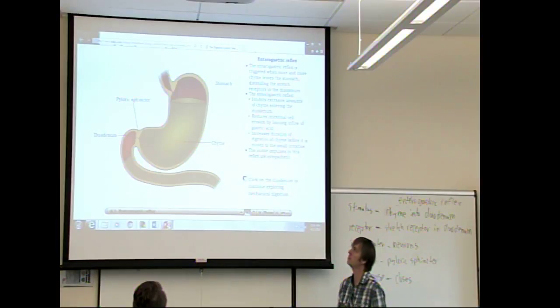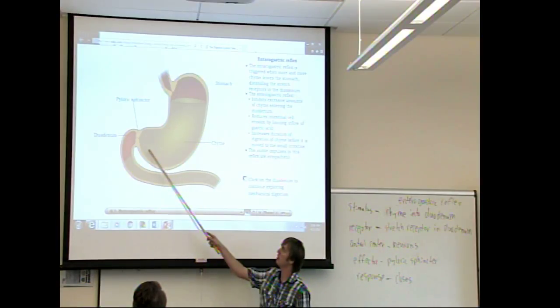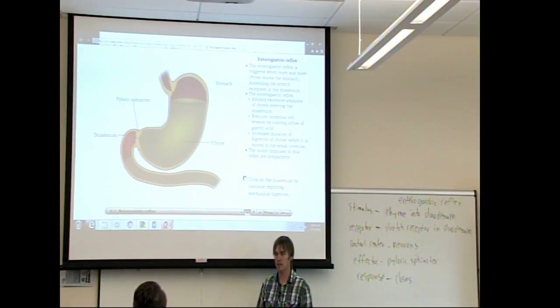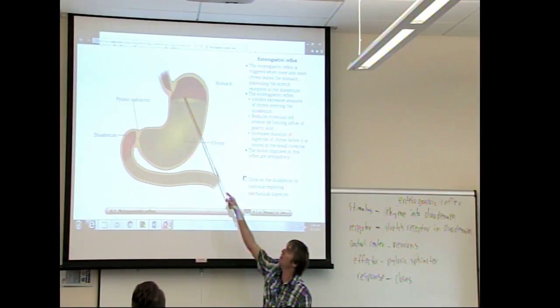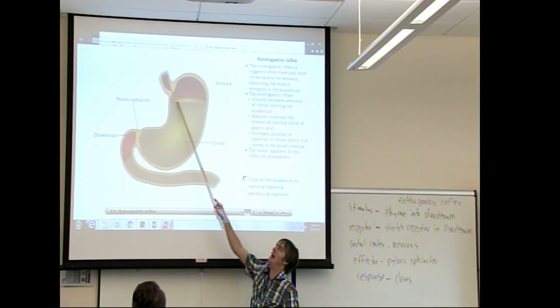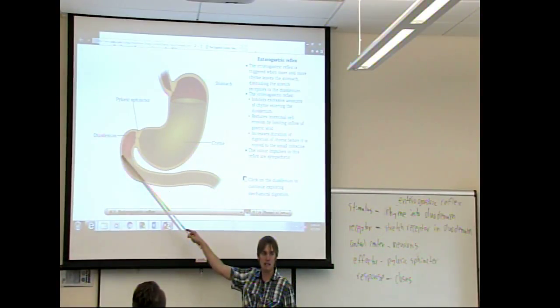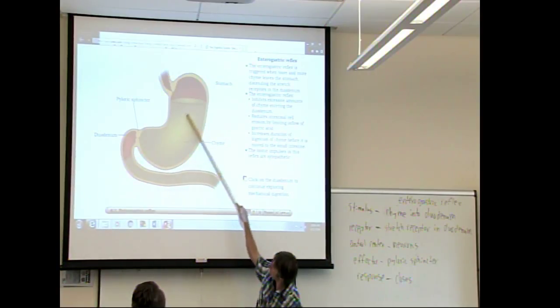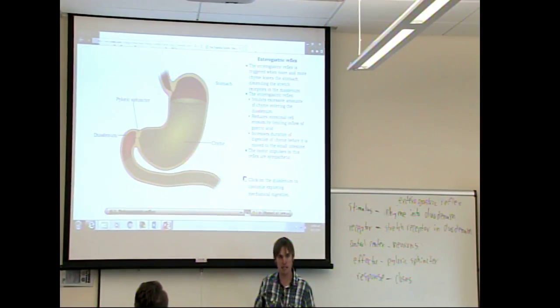Retropulsion is the chyme moving back in the wrong direction of digestion, basically. So it's not like the food you digest makes a direct path through the stomach to the small intestine. It gets retropulsed around and around by the stomach.